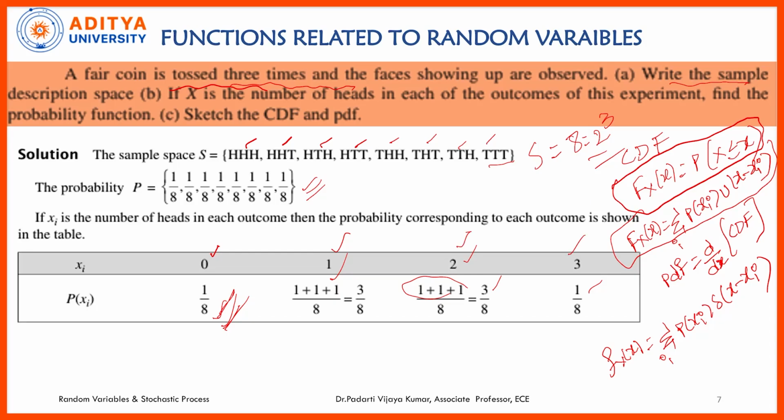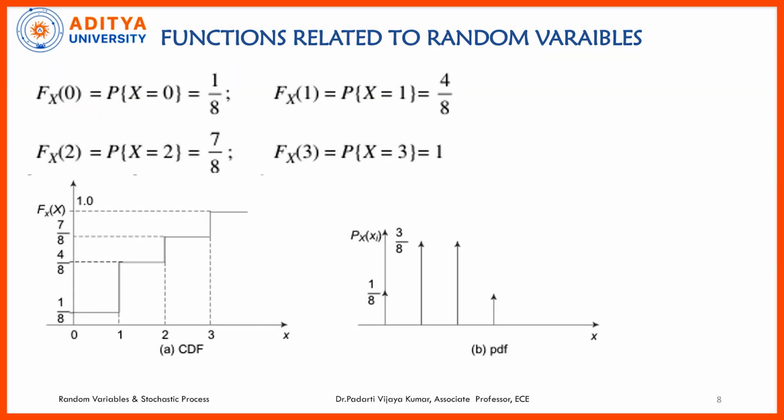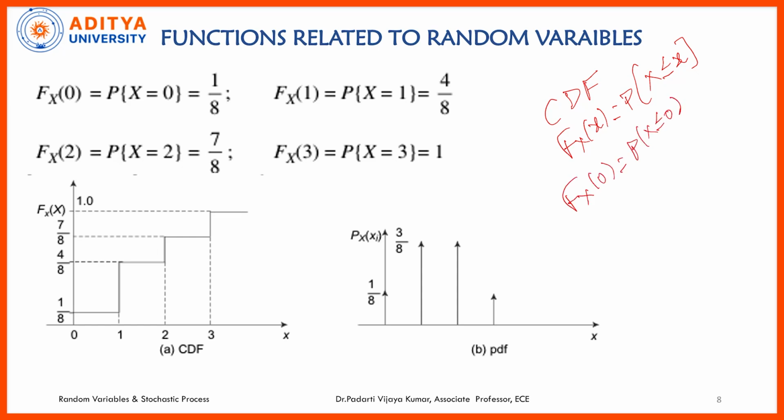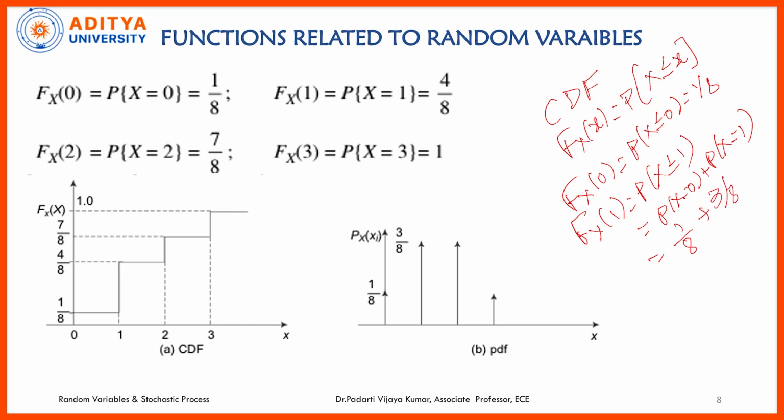So later on we need to compute the cumulative distribution function. We know that the cumulative distribution function Fx of x is equal to P of X less than or equal to x. So first I will compute Fx of 0, that means P of X less than or equal to 0, which is equal to 1 by 8, 0 heads. Fx of 1 is the probability of X less than or equal to 1, that is probability of X equal to 0 plus probability of X equal to 1. So combining 1 by 8 plus 3 by 8, 3 chances for 1 head, 1 chance for 0 heads, I will get 4 by 8.